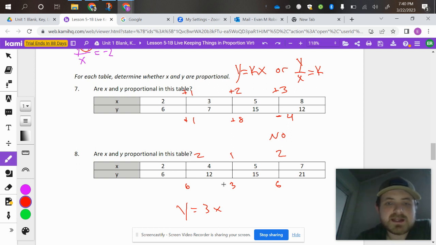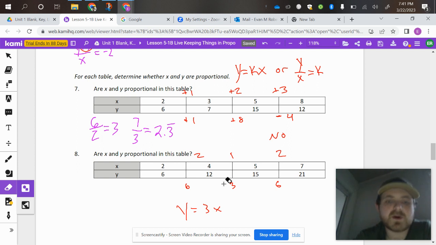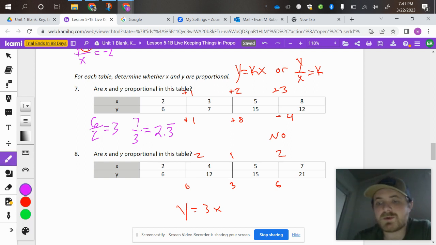Another way to look at it, if you wanted to make it harder on yourself, you could have done like 6 for number 7. 6 over 2 is 3. 7 over 3. Again, this is looking at that x over y concept. 7 over 3 is not 3. 7 over 3 is a decimal, 2.3 repeating. So just the fact that those are not consistent would again be a reason why it's not proportional.